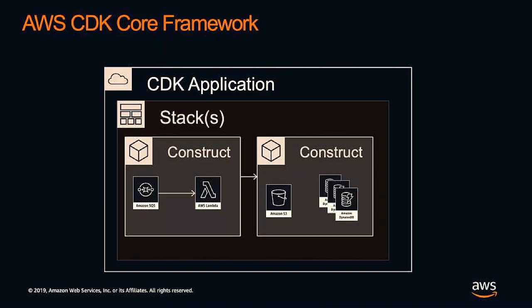So we create a stack which contains a number of these constructs. In the previous example, we had the queue construct and we had the subscription. Those are constructs we've joined together and they're part of our stack. So when we deploy our application, it will deploy all of the stacks. And when it deploys a stack, it will deploy all of the constructs that have been defined inside of that stack. So we have a single application. It can have one or more stacks, and it's going to have one or more constructs in each of those stacks.